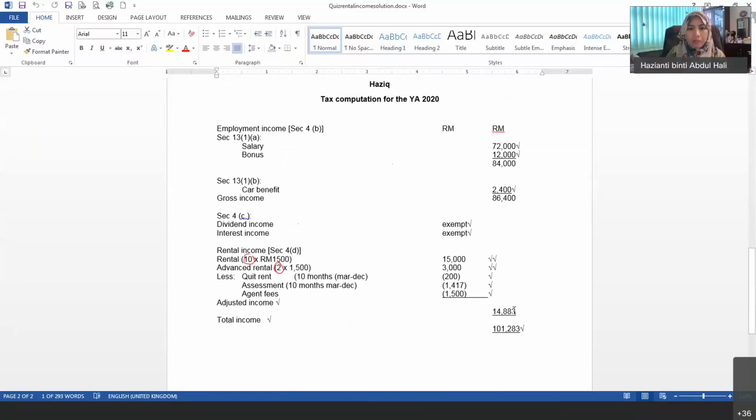14,883 for the current, but for the dividend income, and then total with employment income, the total income would be 101,283. Any question?